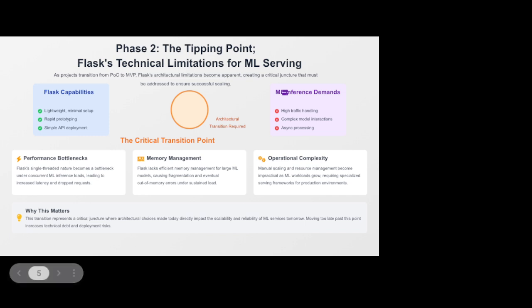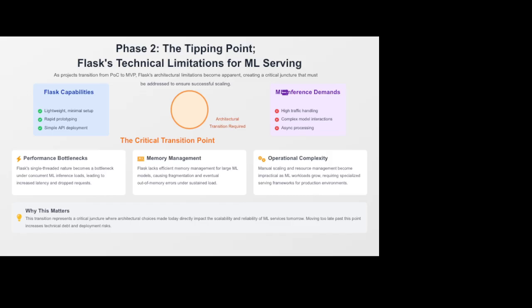Now, where Flask is good, phase 2. Phase 2 talks about the limitation that pitches in once we are done with the basic evaluation of our idea. Flask capabilities fall into the factors that it's quite easy to set up, it's lightweight, and we can rapidly do prototyping by deploying a simple API application and convince the stakeholders that the idea is feasible. However, the architectural transition is required. It's not a limitation from the implementation perspective of Flask. However, it's the architecture challenges that kick in.